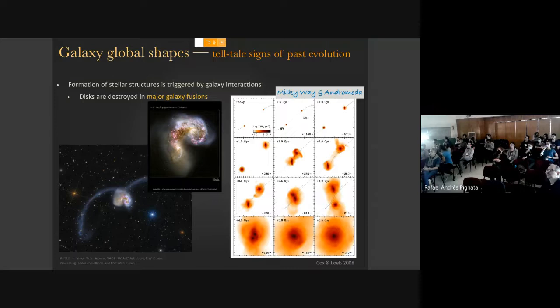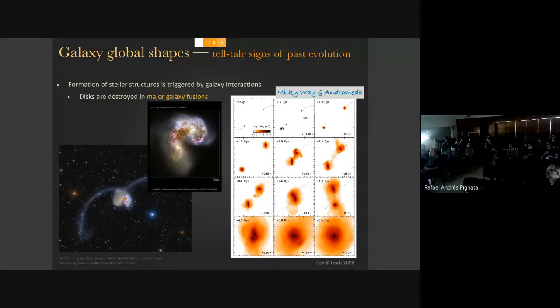And the main thing is that both the global and the more subgalactic scale of galaxies do tell you something about the past of these galaxies. Here's just a simulation of what should be happening in principle between the Milky Way and Andromeda when they get together and end up destroying each other's disks. A merger can destroy an otherwise stable stellar structure such as the disk, completely destroying it.